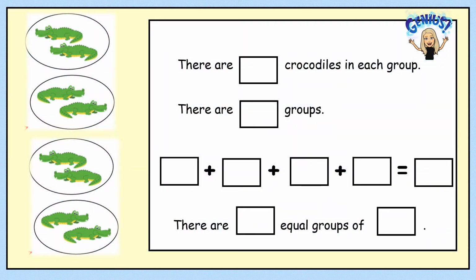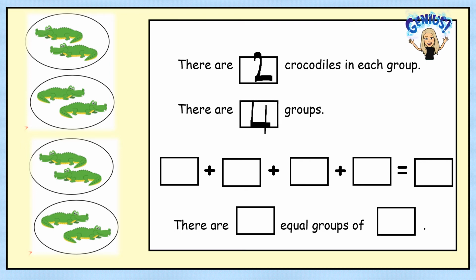Okay, have a go at doing this one on your own. So work out how many crocodiles are in each group, how many groups are there, and then write your number sentence to match. Once you're ready, press play and we'll go through it together. There are something crocodiles in each group. How many are in each circle, in each group? Well done. There's 2 crocodiles in each circle. There are how many groups? There are 4 groups.